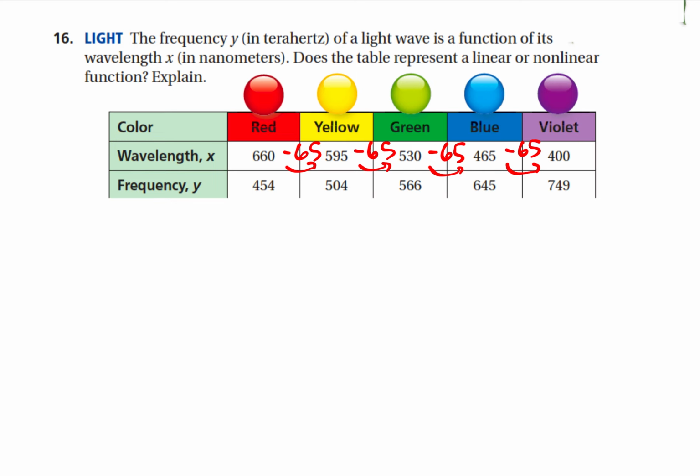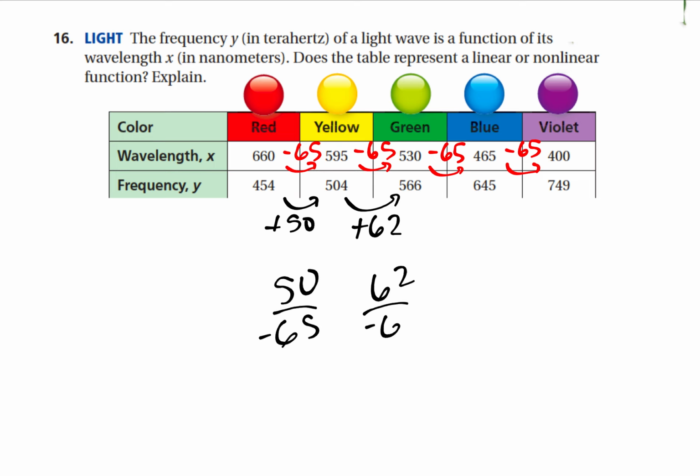And that seems pretty good. We do need to check what's happening with the other ones. In this first step, it looks like we add 50. The next step, we're actually adding 62. And that's a bit of a problem. These are not the same. 50 over negative 65 and 62 over negative 65 are not the same slope.